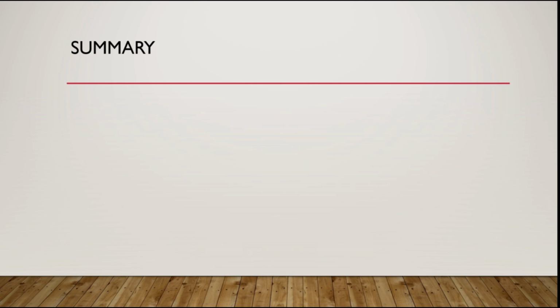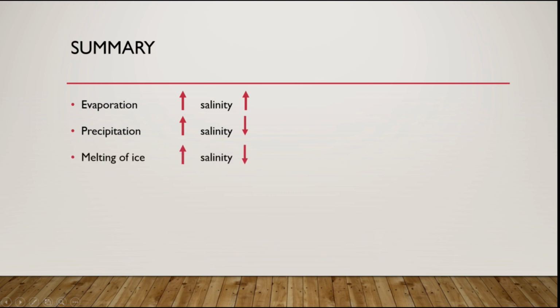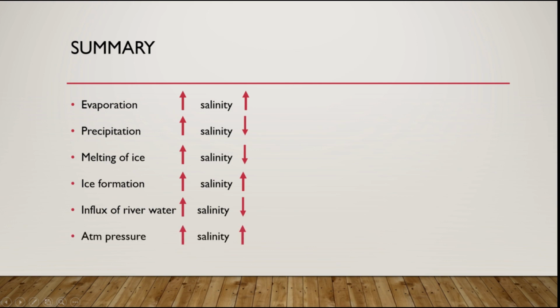The factors and processes which affect the ocean water salinity, as elaborated, may be summarized in the following manner. Salinity is increased due to evaporation. Salinity is decreased due to precipitation. Salinity is reduced due to the melting of ice. Salinity increases due to the ice formation. Salinity reduces due to the influx of fresh river water. Salinity is raised due to the high atmospheric pressure.